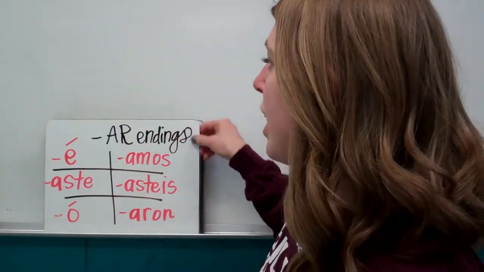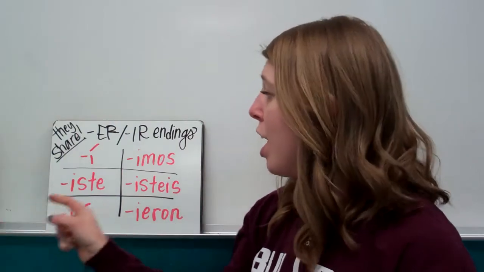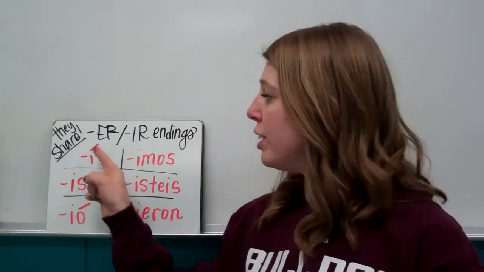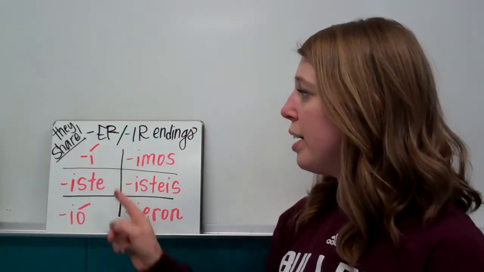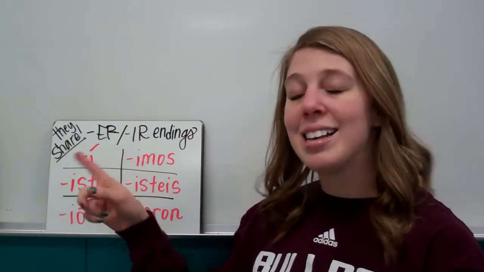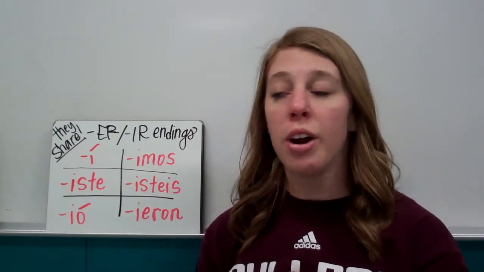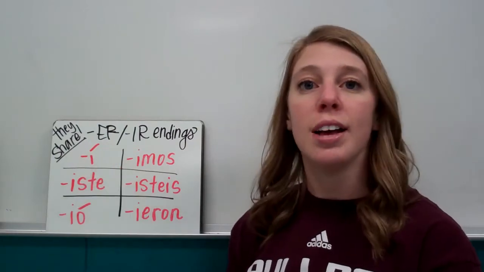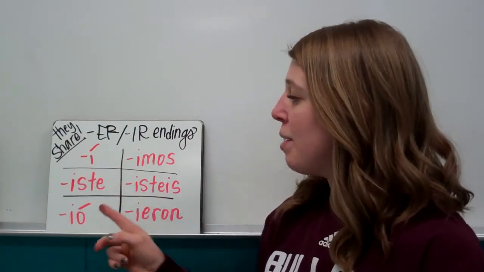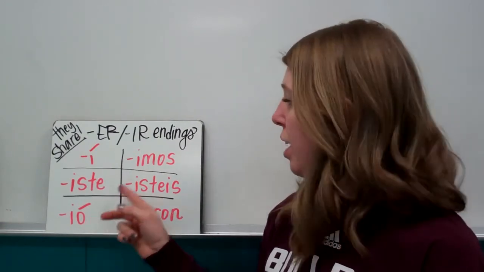Okay, moving on to our ER, IR endings. These are really similar to the AR. They all start with I. Okay, so don't forget that. Every single one of them starts with an I. So for the yo form, we have í. So í has an accent on it, so that means whenever we say the yo form in the preterite, we're going to have to put stress on this I. Then we have iste, and then ió, so accent on the O as well.